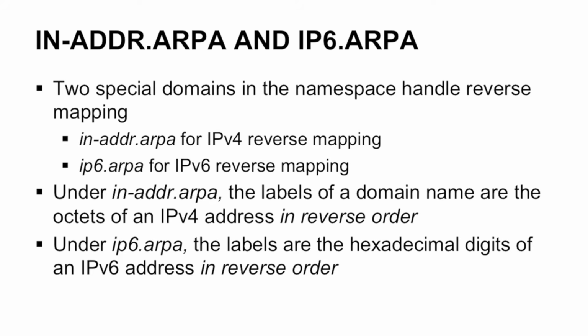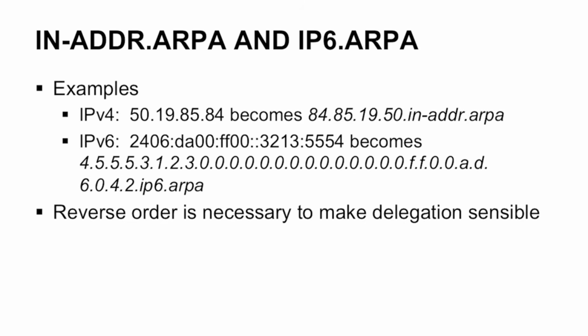The part of the namespace in question is the old ARPA top-level domain, the one originally used as a transition tool from the host table to DNS. ARPA has two subdomains used for reverse mapping: in-addr.arpa, which is used for reverse mapping IPv4 addresses, and ip6.arpa, which is used for reverse mapping IPv6 addresses. Under in-addr.arpa, the labels of the domain name are the octets of the IPv4 address in reverse order. For example, to reverse map the IPv4 address 50.19.85.84, up at the top of the slide, you'd look up pointer records for the domain name 84.85.19.50.in-addr.arpa.